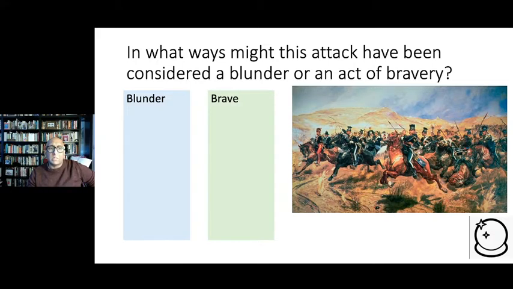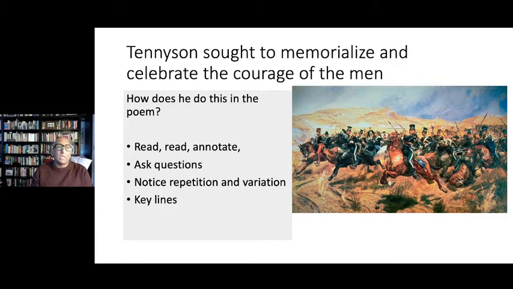I'd like you to predict, in what ways might this attack have been considered a blunder or an act of bravery? It was a mistake, for sure, but it was also brave. Why? Can you predict how people might have responded to this attack? Now it's important that you're able to see it both ways and not just one, because when we look at Tennyson's version, he's going to argue that it's an act of bravery, but there are people who see it differently. He is trying to memorialize and celebrate the courage of these men.